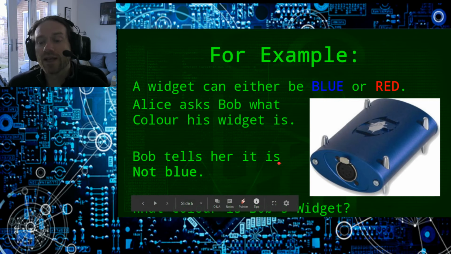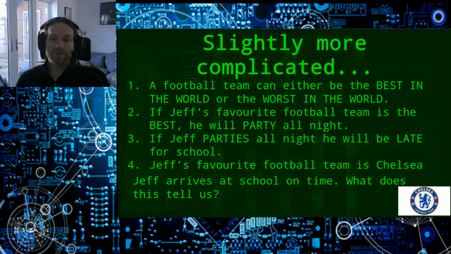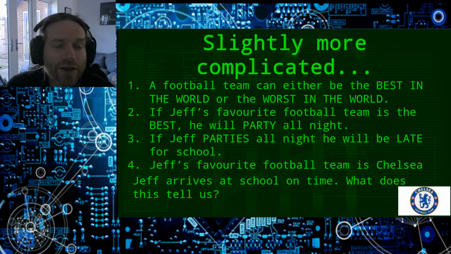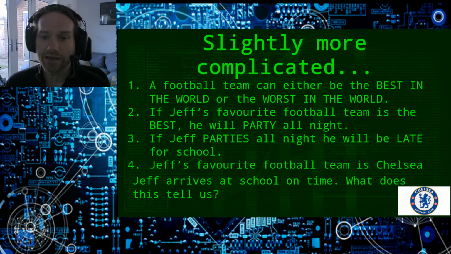Okay, so let's have a look at a slightly more complicated example here. A football team can either be the best in the world or the worst in the world. There is no in between. There's only two things that a football team can be. They're either the best team in the world or they are the worst team in the world. Okay? There is nothing in between.